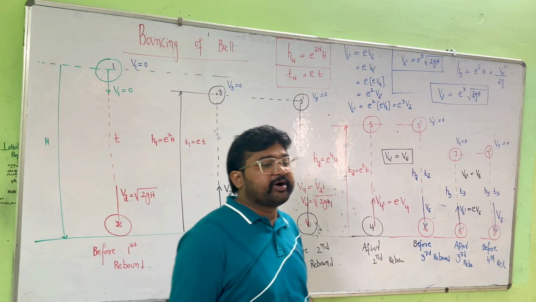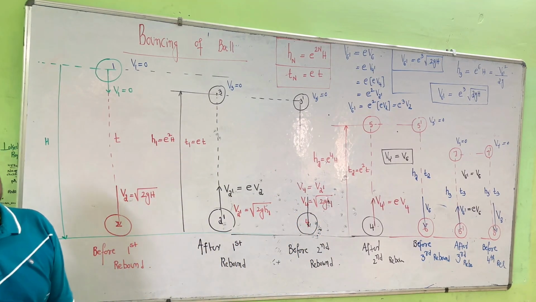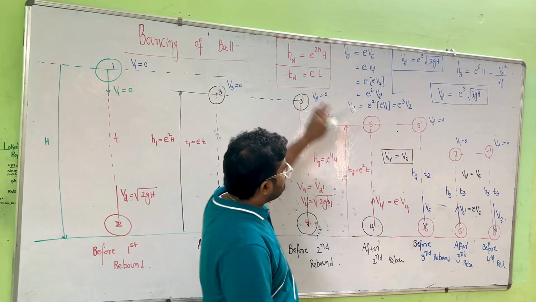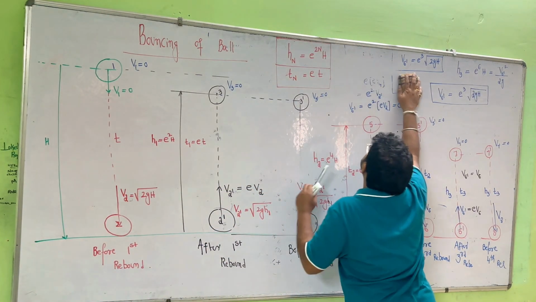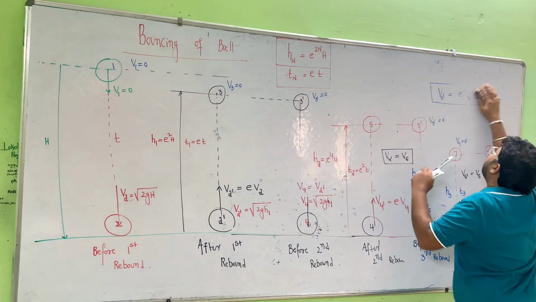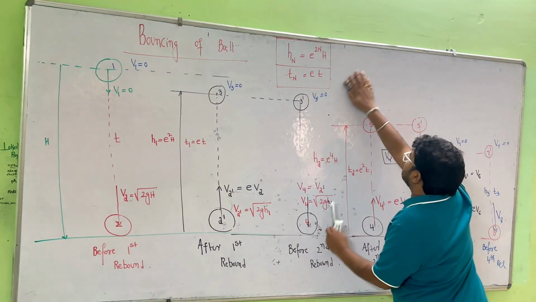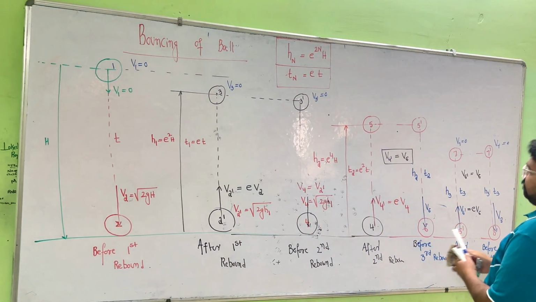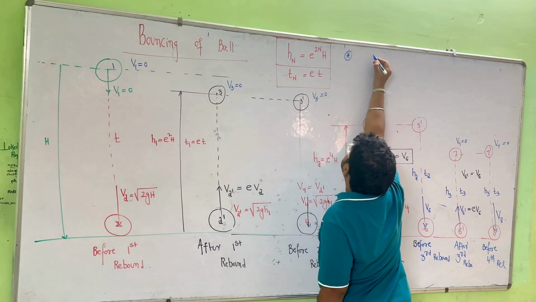calculate. Average speed of the ball. Calculations in bouncing of ball cases completed. Here, write down. Total distance traveled by the ball. What is the total distance traveled by the ball? Here, you can put a heading: total distance.